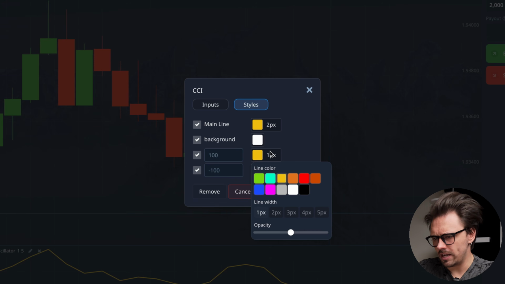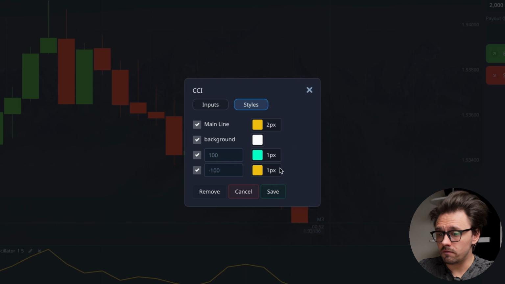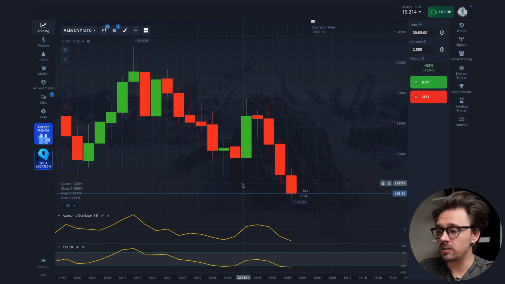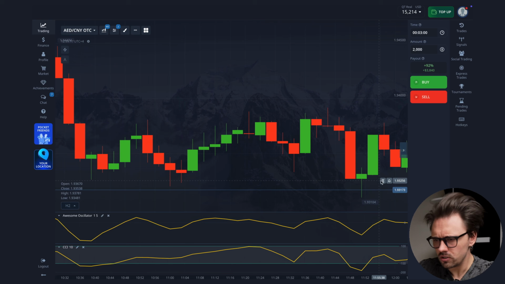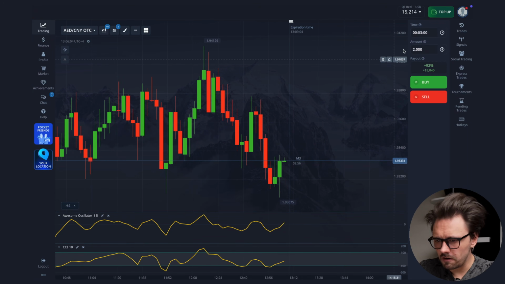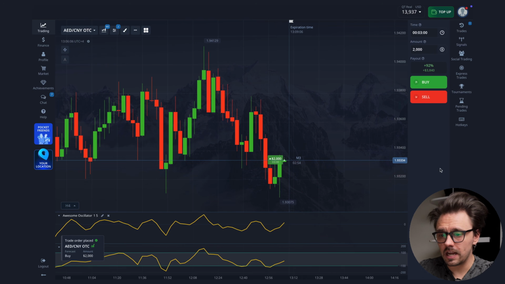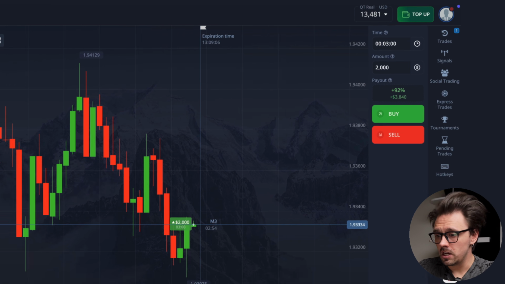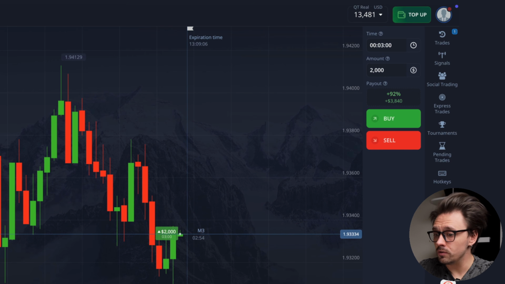Together they work great. Awesome gives the first signal of a move starting. CCI shows whether there is space for that move to continue. So the chart is ready and we're getting started. Now I'll show you everything in practice. To start, I've found a profitable entry point and clearly see growth. So I open a trade up for $2,000, trade time 3 minutes.